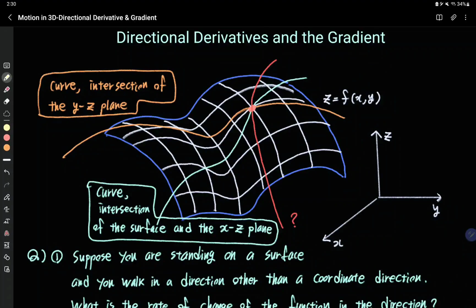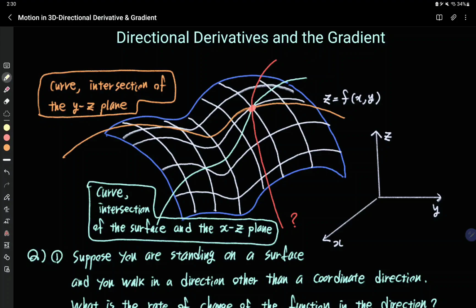Alright, welcome back. In this video, I'm going to go over directional derivatives and the gradient. The directional derivative and gradient are a basic but important concept in vector calculus. Please listen carefully. We're going to figure out not only how to find the directional derivative and gradient, but also the meaning of directional derivative and gradient.